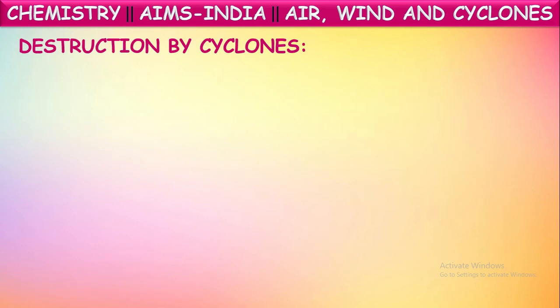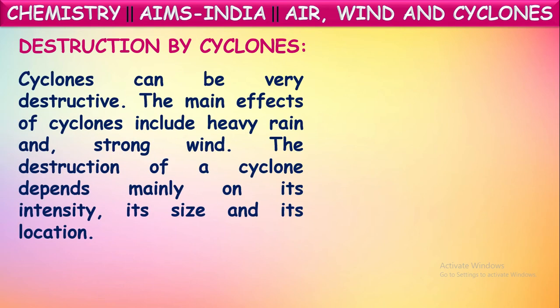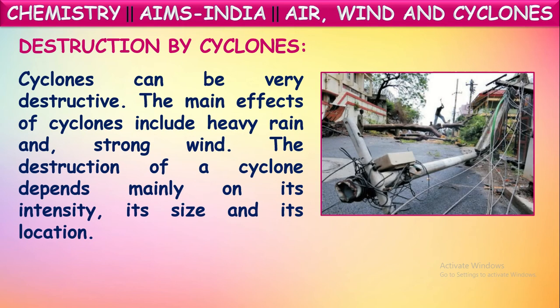Destruction by cyclones: how they cause damage to the surroundings and environment. Cyclones can be very destructive. The main effects of cyclones include heavy rain, because as we said, cyclones come along with heavy rains, not only heavy speed winds. So the main effects of cyclones include heavy rain and strong wind. These two will cause major damage to our surroundings.